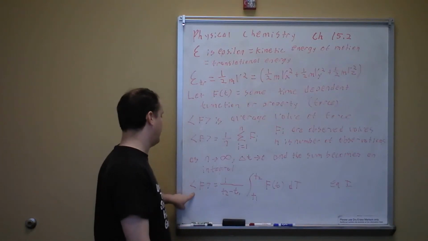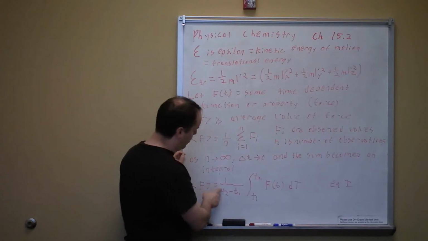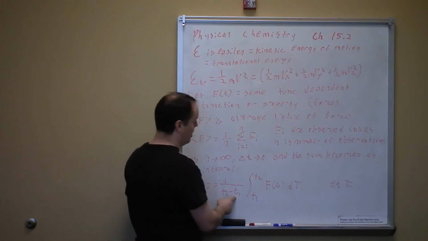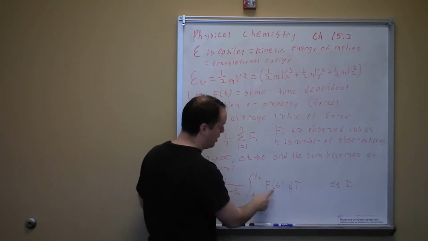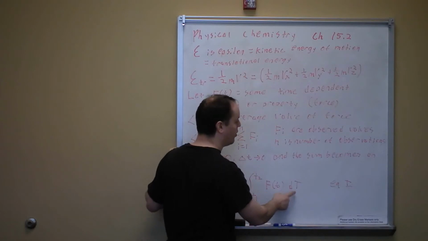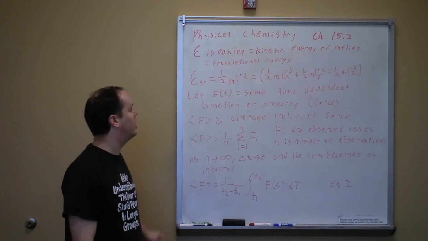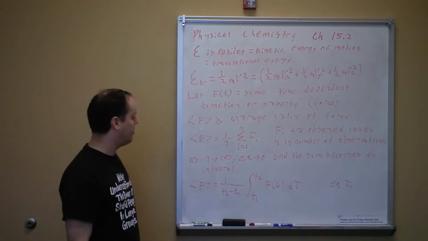So what we're really interested in for an actual system then, the average force is equal to 1 over time 2 minus time 1, so that's your delta t, times the integral from time 1 to time 2 of this function of time with respect to time, of course. You can call this equation 1 because we're going to refer back to it when we get some actual calculation for this function.